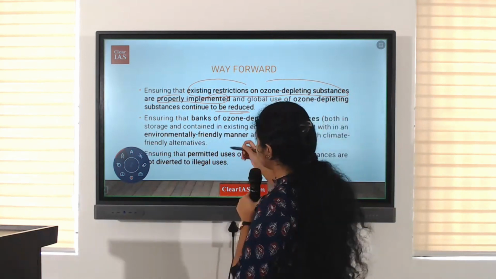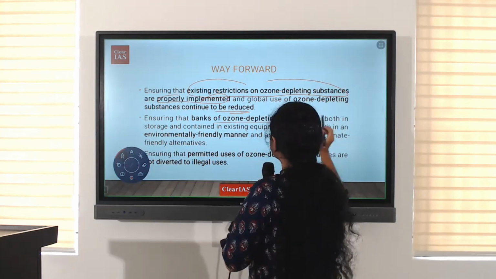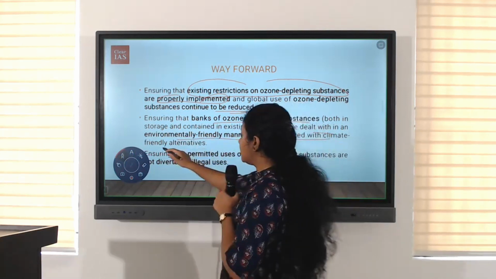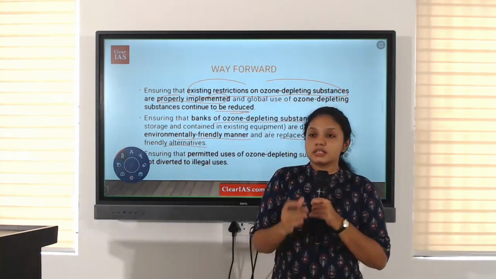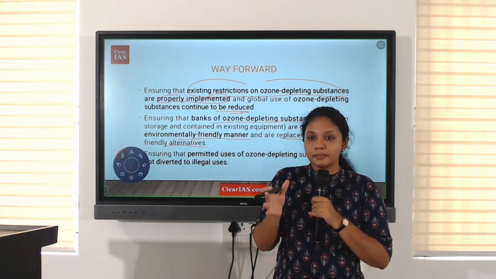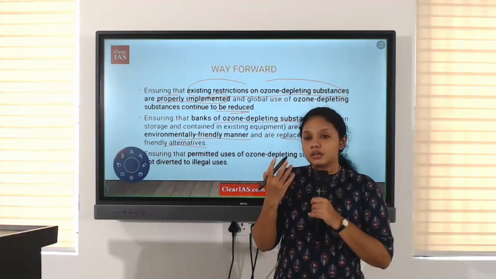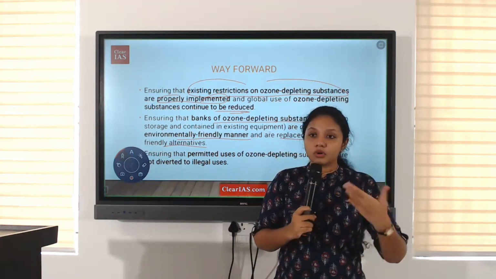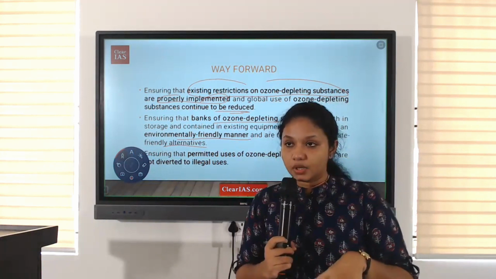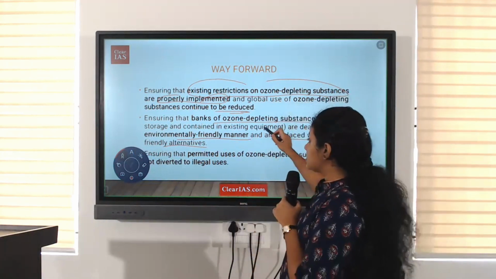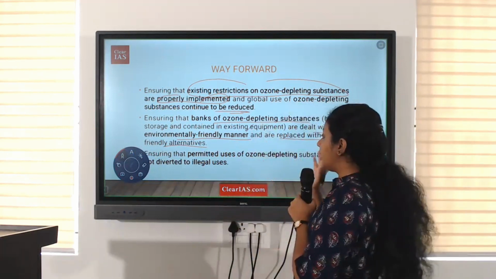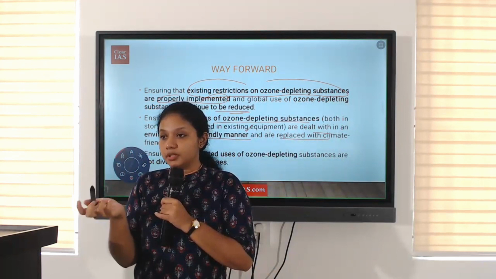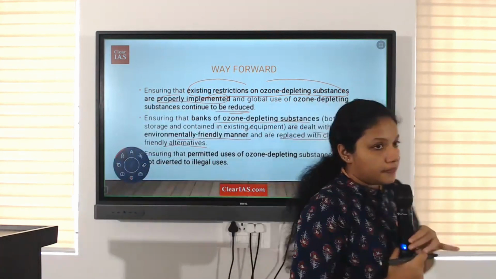Okay. Next one is ensuring the banks of ozone depleting substances, both in storage and contained in existing equipment, are dealt with in an environmentally friendly manner and are replaced with climate friendly alternatives. This means that usually stored CFCs are leaking. Okay, leakage happens in these plants, and this will further lead to depletion of the ozone layer. So while storing these things, if we have more caution, then the leakage incidents could be reduced. By ensuring that the storage areas are properly monitored and gradually developing environmentally friendly substances, this could be another way forward.